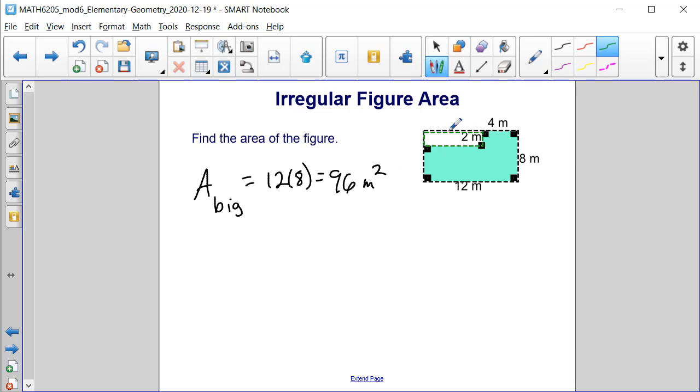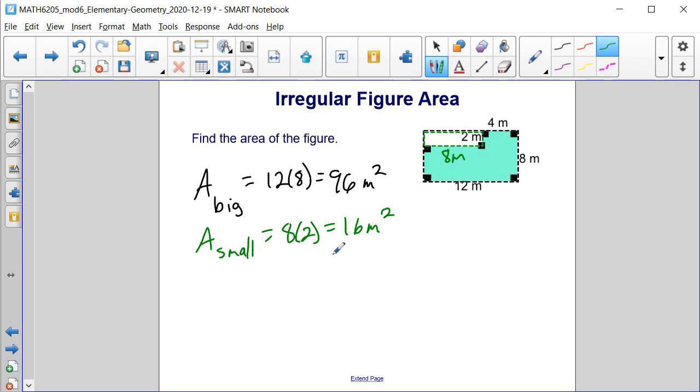And now we have this separate, smaller area. Its width is 2. Its length is actually 12 minus 4, which is 8 meters. So the area of the small rectangle is going to be found by multiplying 8 meters by 2 meters. And when we multiply them, we'll get 16 square meters.